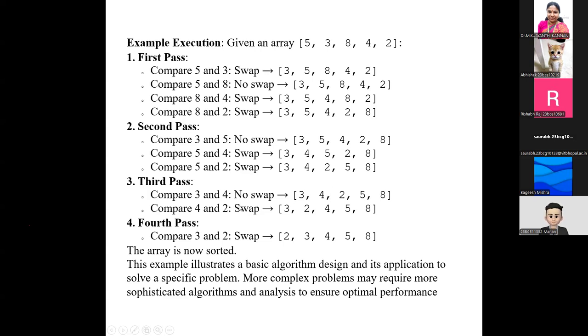During the third pass, when j equal to 2, 3 and 4 are compared. So 3 is placed in the correct position. 4 and 2 are compared, 2 is placed. And 4 and 5 are compared, no swapping, and 5 and 8 are compared. Again, 3 and 2 are compared, so 2 is small. In that way, we are processing until the array is sorted. So we are using two for loops, i equal to 0, j equal to 0.